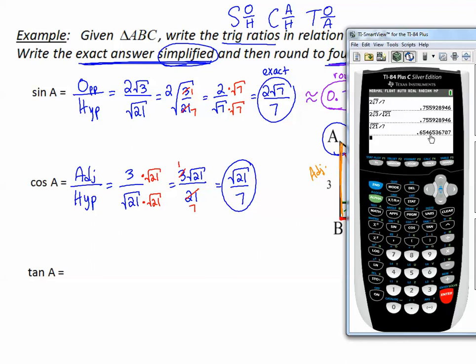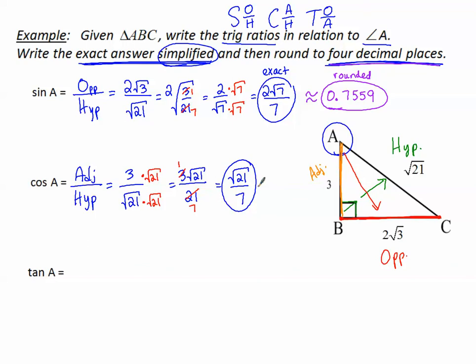1, 2, 3, 4. After the fourth number I look. It's a 5. 5 or bigger makes this one round up. 0.6547. And there's my rounded answer.